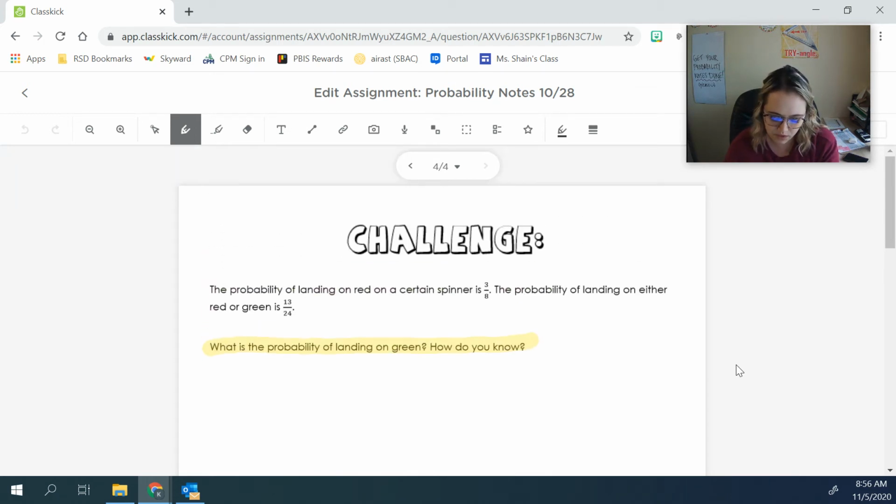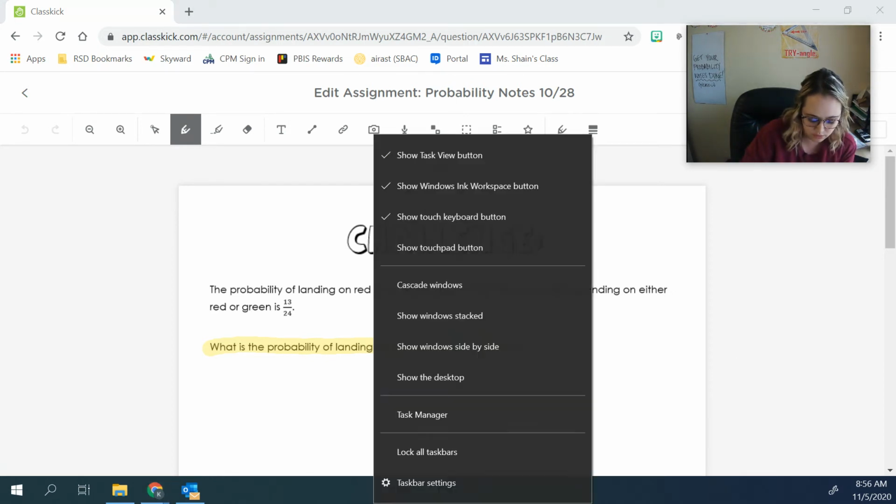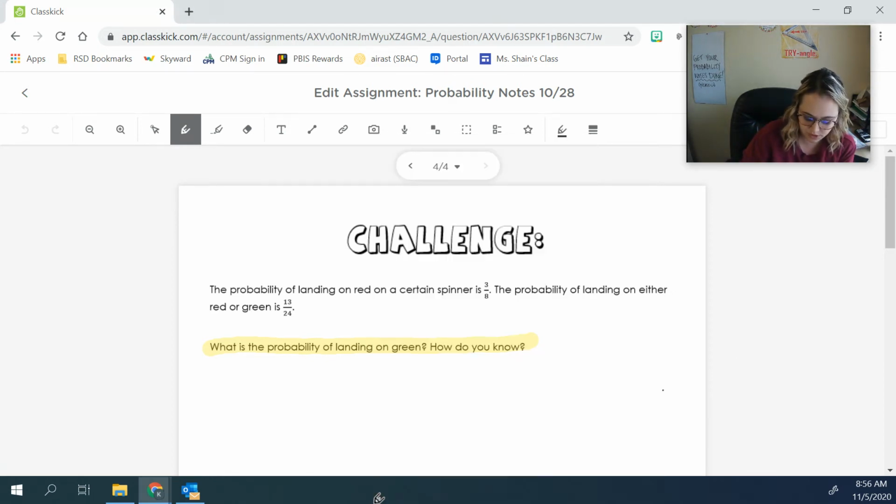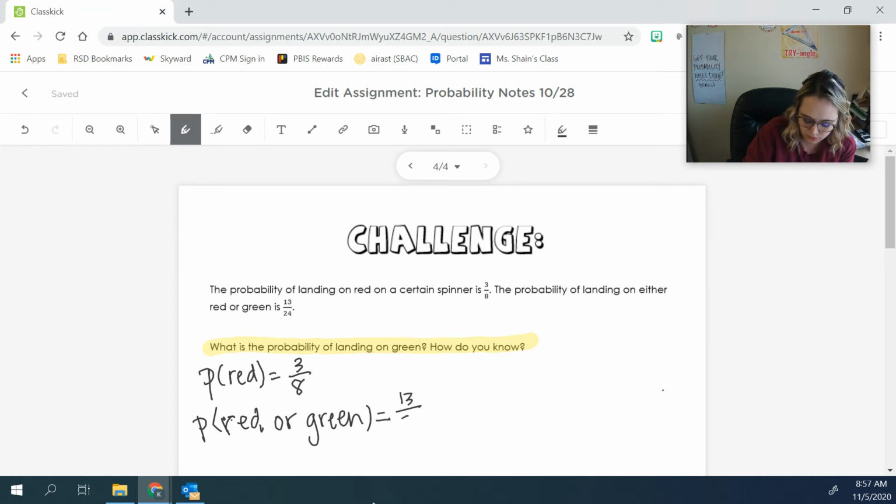Okay, so they've given me some information. I know the probability of landing on red is 3 out of 8. I know the probability of landing on red or green. Red or green is 13 out of 24.